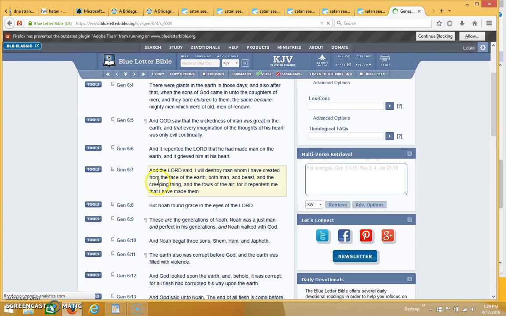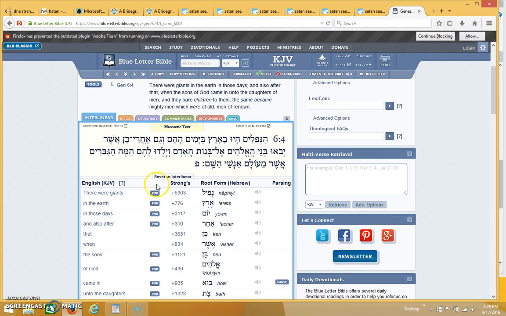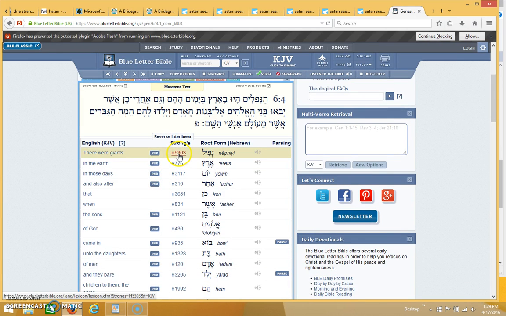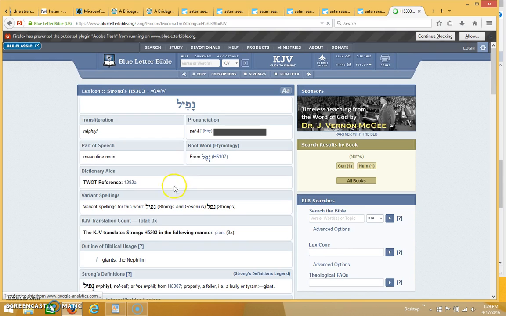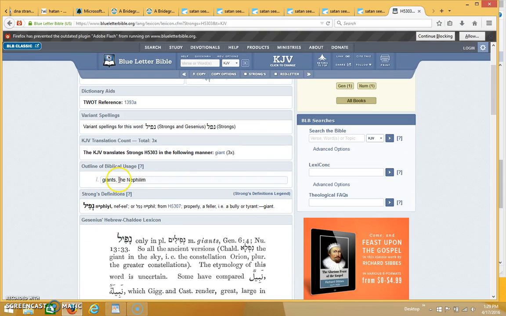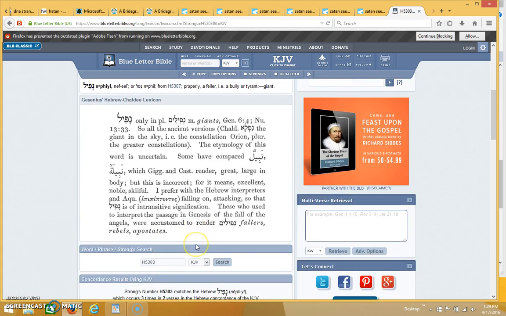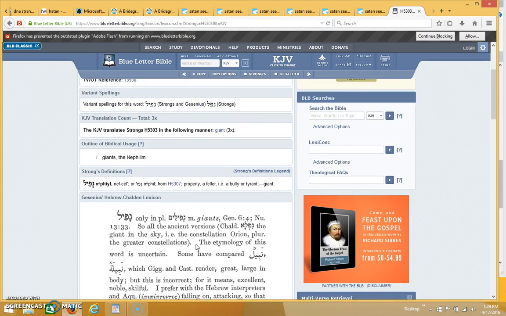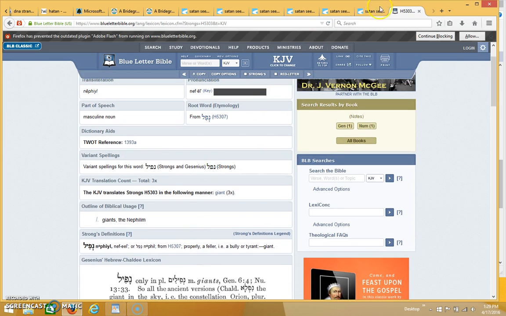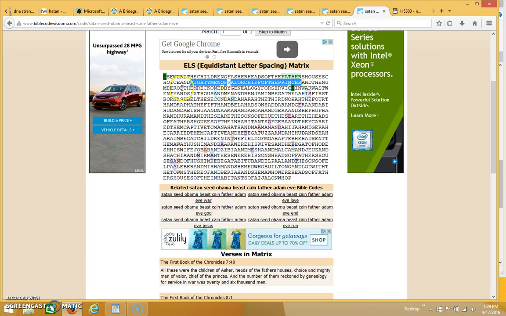And if you look up the word giants in the King James, you'll see that it's the Hebrew word Nephil or Nephilim. Nephilim is the plural. So it's the word for Nephilim, which are the fallen angels. And that is the word that's used in the King James as giants. And it's talking about the mighty men of valor, the chief of the princes.